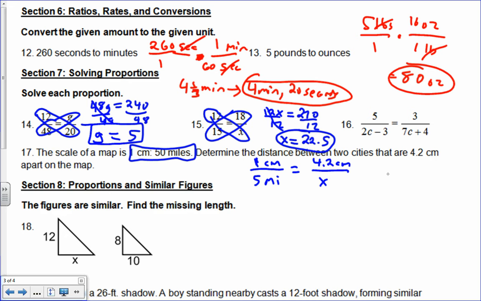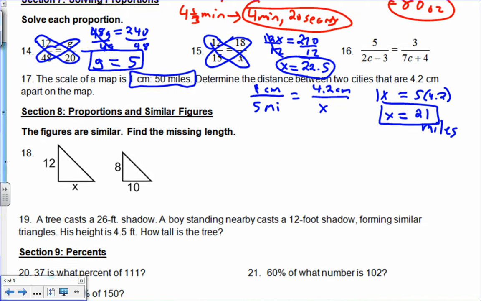So when I cross multiply, I get 1x, or just x, that's nice, equals 5 times 4.2. So that would be x is equal to, sorry, 21. That'll actually be 21. So that means 21, don't forget the label, which would be miles. Figuring out how many miles they are in real life.